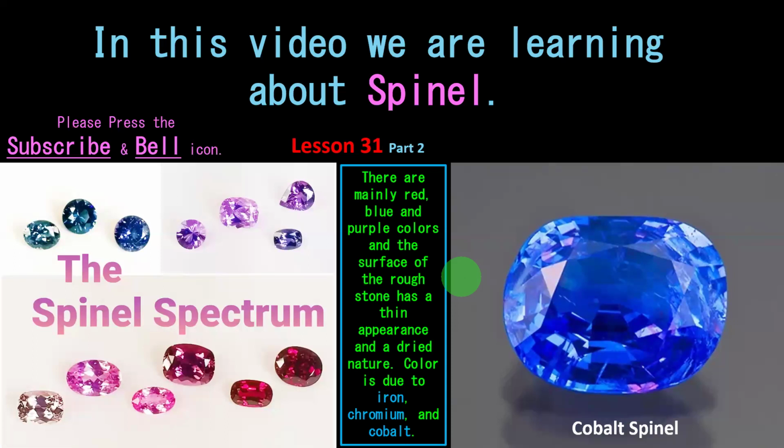In this video, we are learning about spinel. In part 1, the spinel spectrum is here. In part 1, we learned that due to iron, chromium and cobalt content, it gives the color to the spinel. Can you remember? I mention it again because it is important. Iron, chromium and cobalt give the colors.